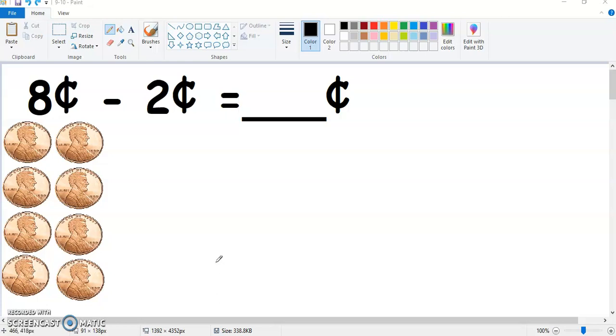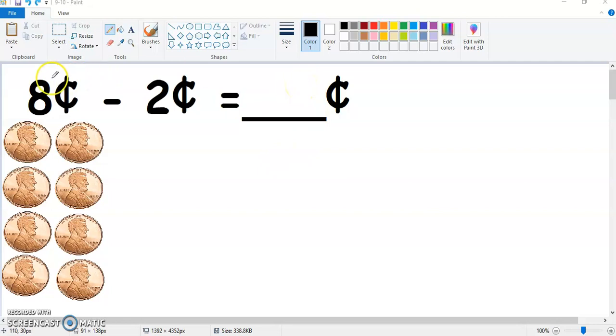So how is this number sentence different from the ones that we did in the last chapter? It's different because it has a cent sign. Remember, a cent sign is a C with a line through it. That shows money. It's cents. So let's go ahead and read this, but we're still taking away. So we still have the number that we started with, how many we're taking away, and how many are left over.